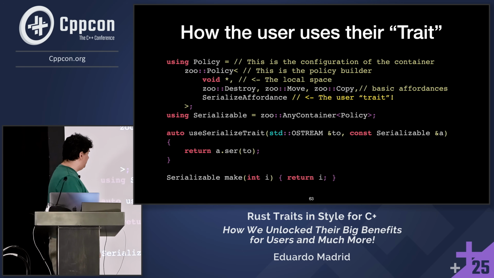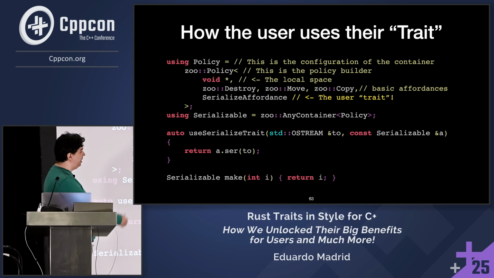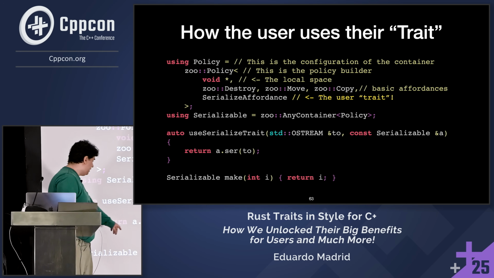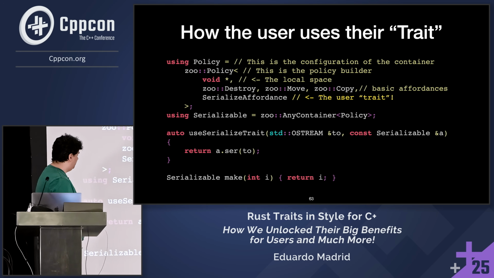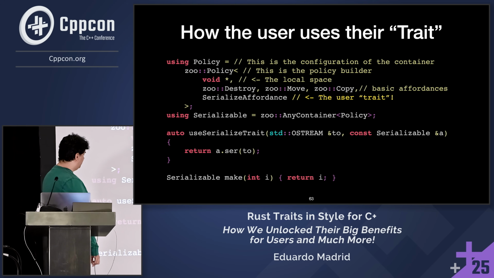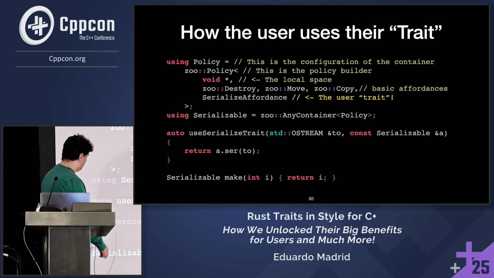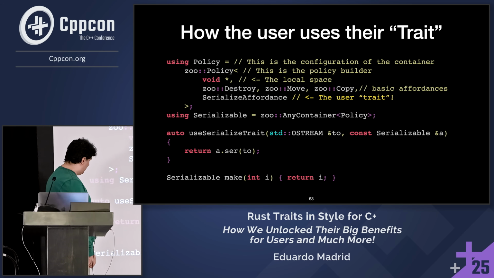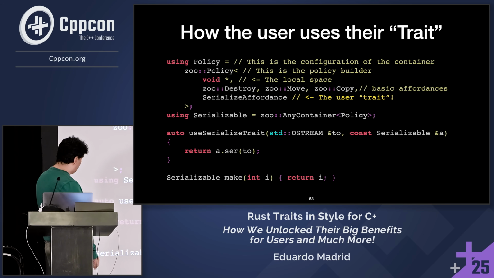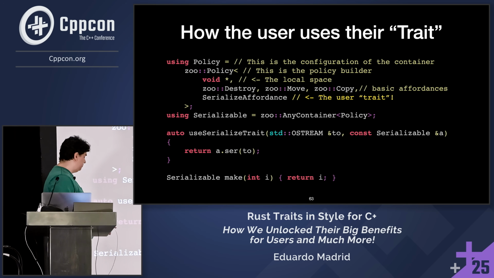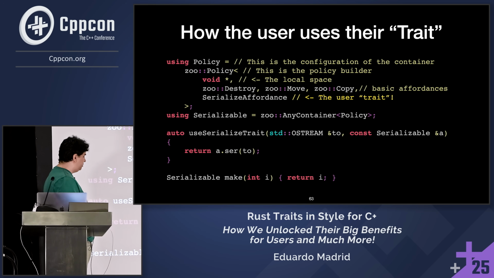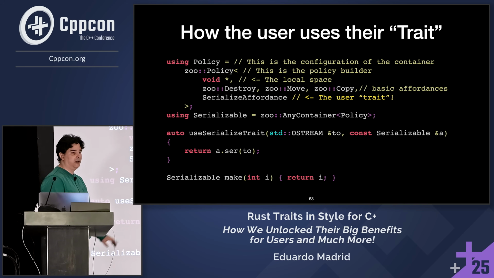The way to use the serializable trait is you pass it as a const reference, a value, or whatever you want, and invoke the member serialize on that container. And somehow that's going to activate the runtime polymorphic API. And if you want to make one, you can construct it, or you can write a make function that in this particular case is just going to make a serializable out of an integer.